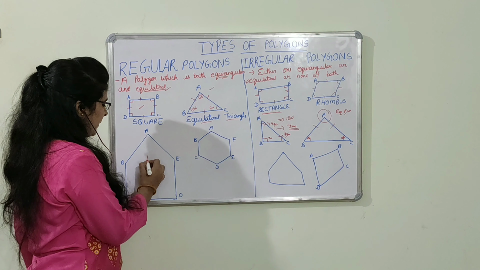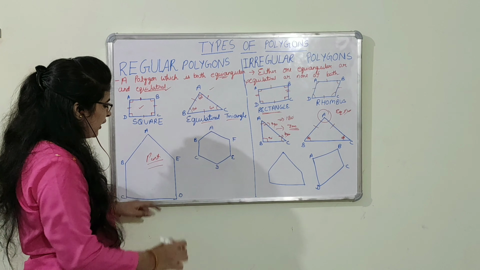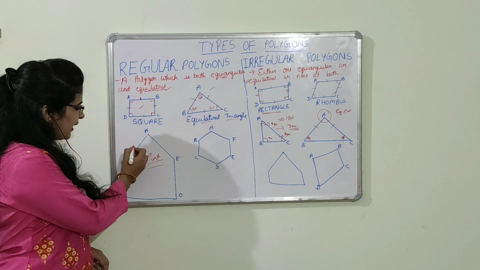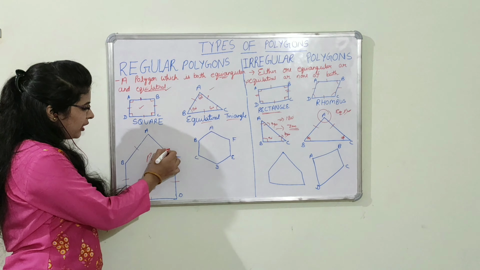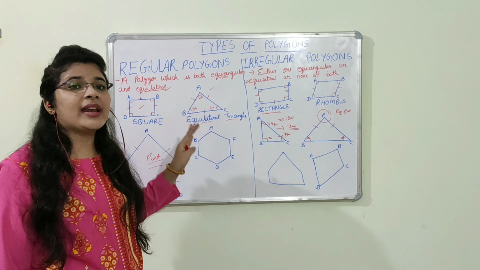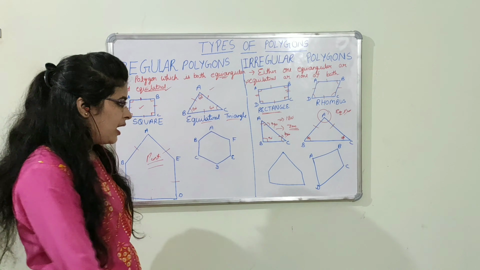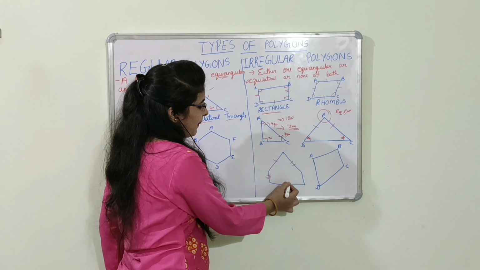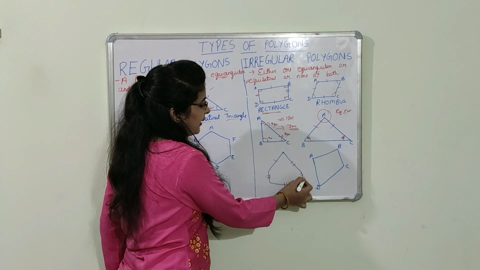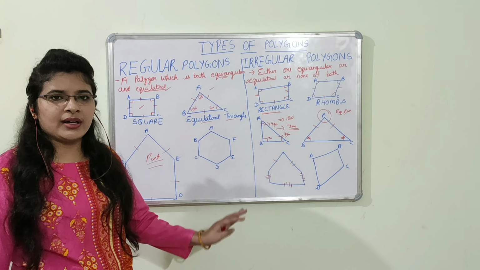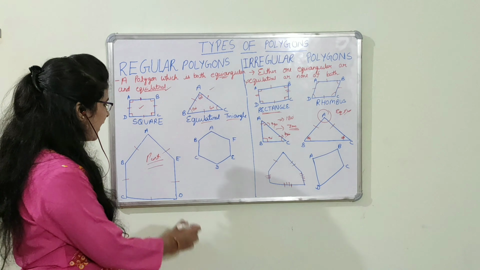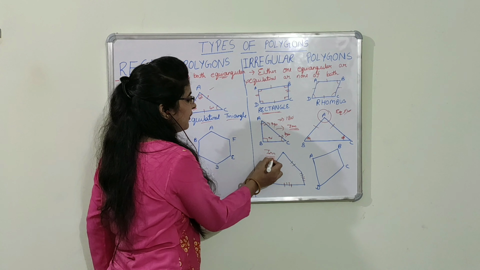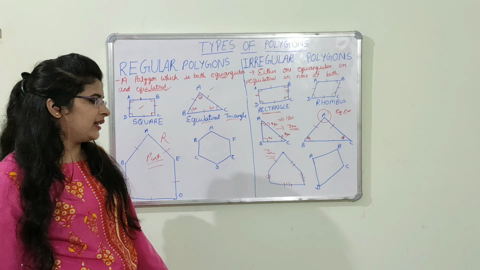Now, come to the next example, that is pentagon. Here also this is a pentagon and here also I have made a pentagon. If all the sides of the pentagon are equal, then this will be known as a regular pentagon. And if the sides of the pentagon, meaning all the sides of the pentagon, are not equal, then it will be known as an irregular pentagon. A pentagon can be anything. It can be regular also and it can be irregular also. It depends on the condition of how its sides are.